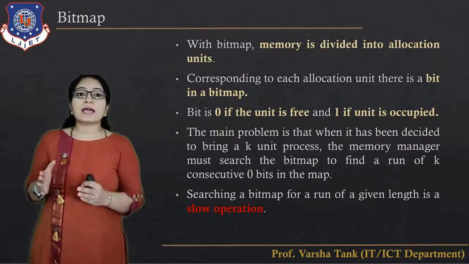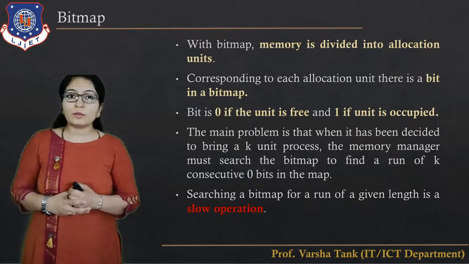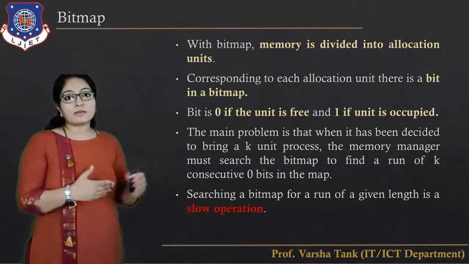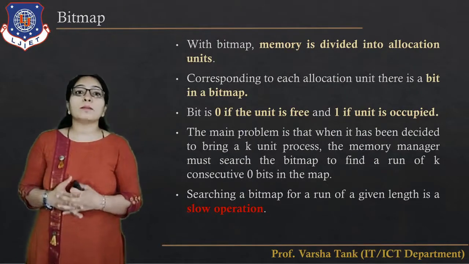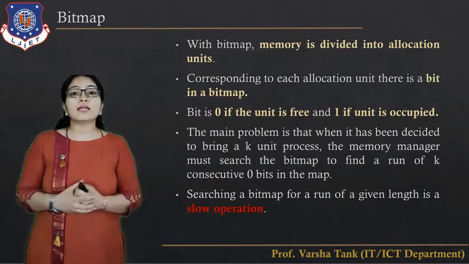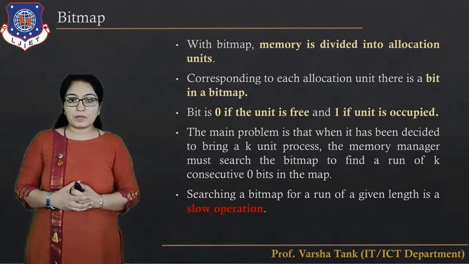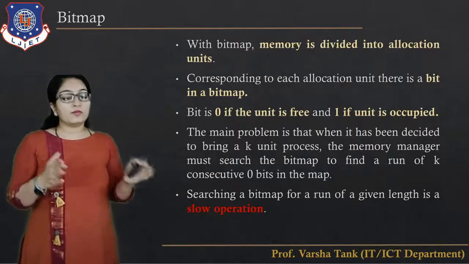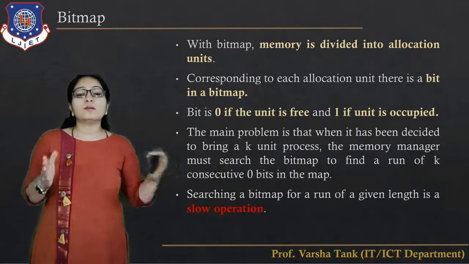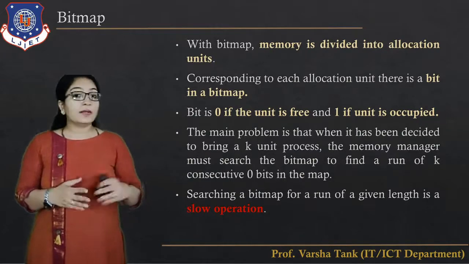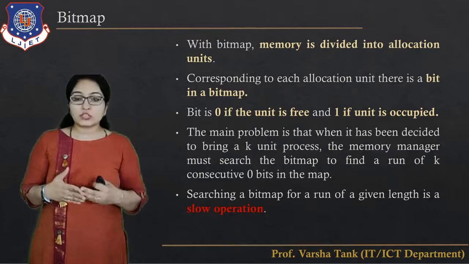The main problem is that when it has been decided to bring in a k-unit process, the memory manager must search the bitmap to find a run of k consecutive 0 bits in the memory. So what is the problem? Suppose there are 50 bits in the bitmap, and suppose you find the 40th bit. So what do you have to do?